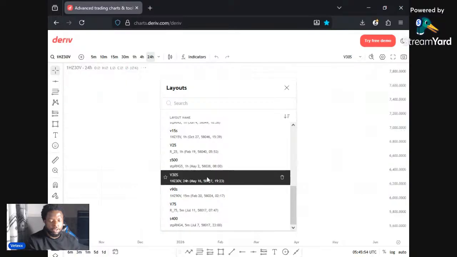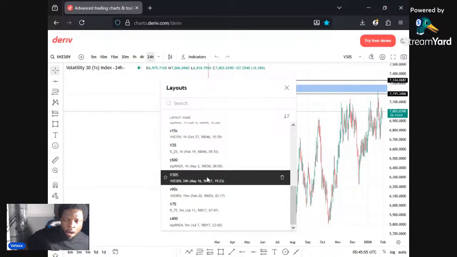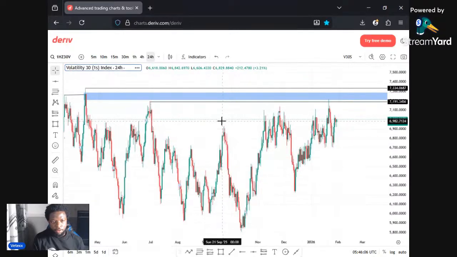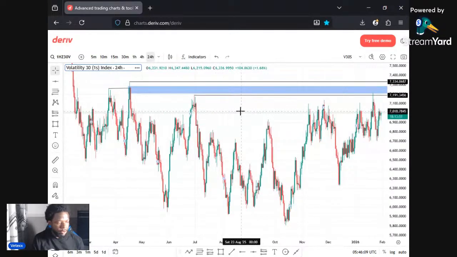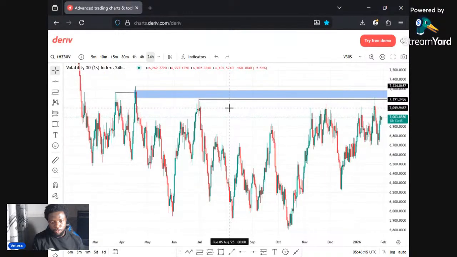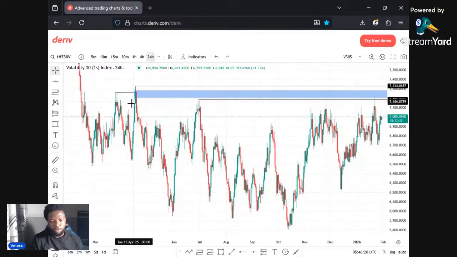It should be V30s. V30s on the daily time frame. We've already marked the setup down for some days now, and we are anticipating a continuation on the 4 hour or the 1 hour. So this is our sweep of liquidity.